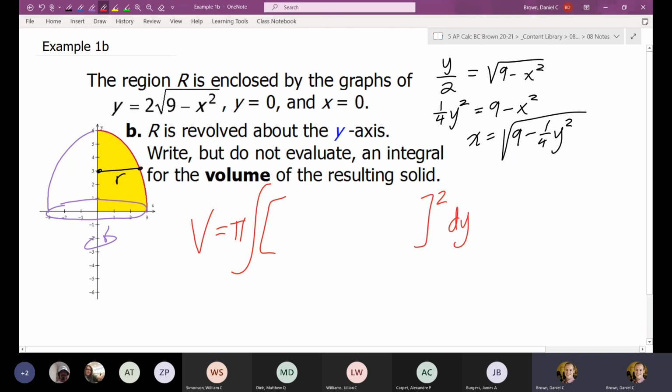If I'm in terms of dy, I want everything to be in terms of dy. So it's going to go from 0 up to 6. And I do want to write an expression for r. Again, since r is kind of going left to right, we're going to do right minus left. And I have 9 minus 1/4 of y squared minus 0.